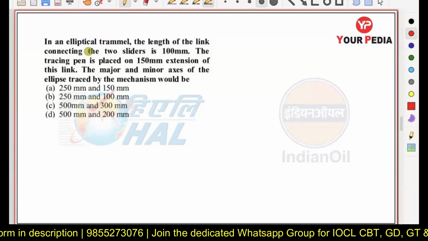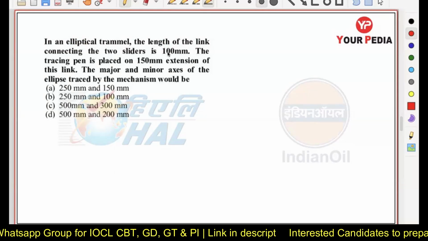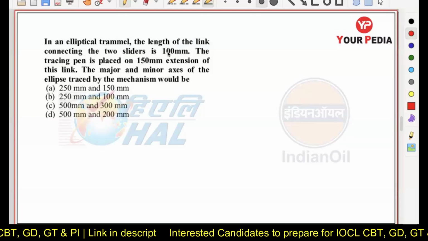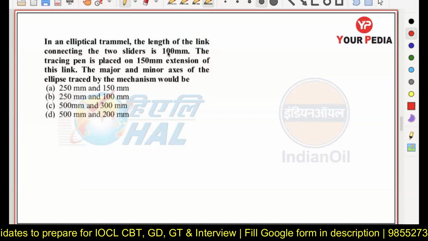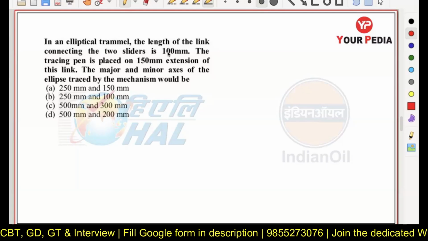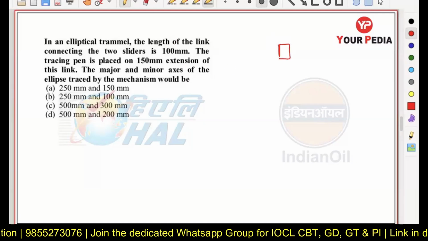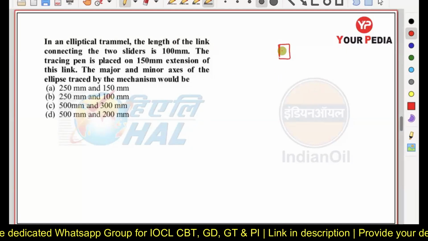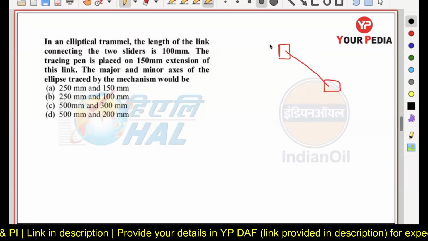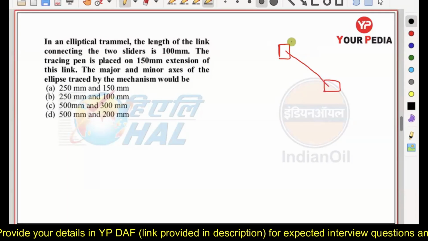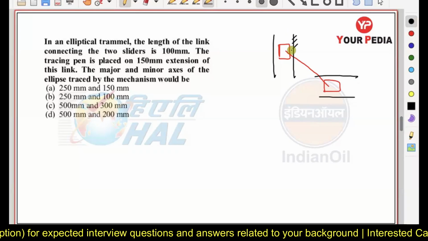First of all, what is an elliptical trammel? Elliptical trammel is a simple inversion of a double slider crank chain mechanism in which we are fixing the outside frame here. In this case, we have two sliders, like in this case, and the outside frame is fixed here. This is our outside frame. The black color one is representing the outside frame.